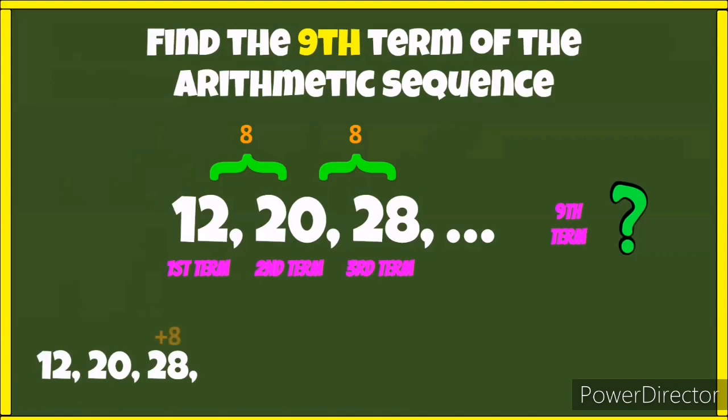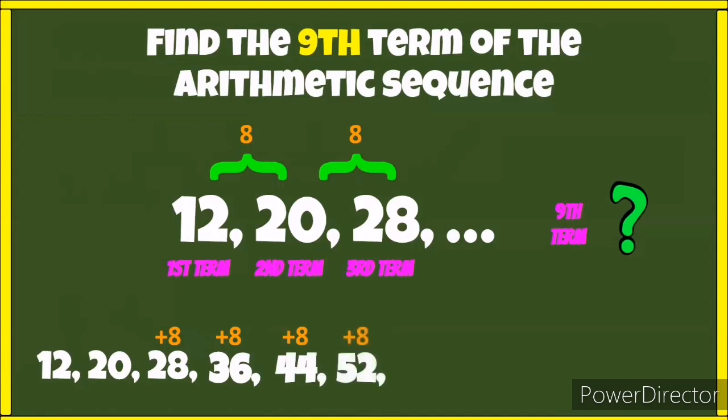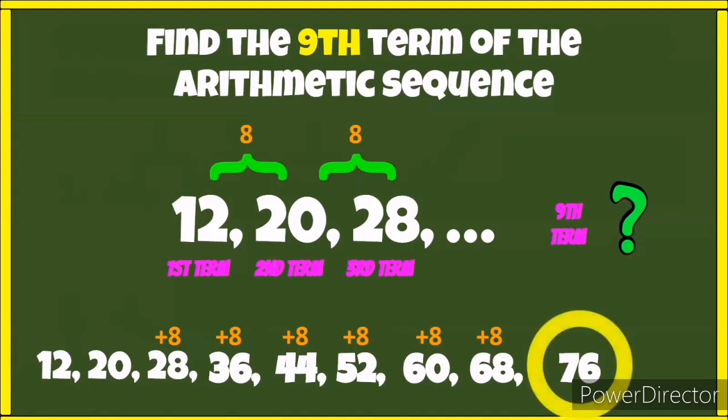28 plus 8 is 36. 36 plus 8 is 44. 44 plus 8 is 52, plus 8, 60, plus 8, 68, plus 8, 76. If we're going to count the terms, 76 is the ninth term. And that is the answer for this problem.